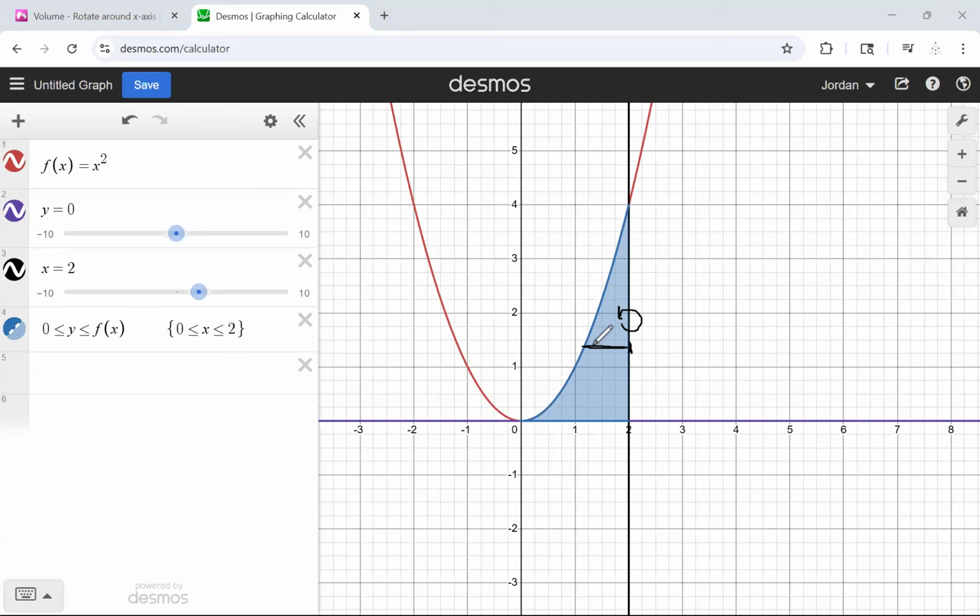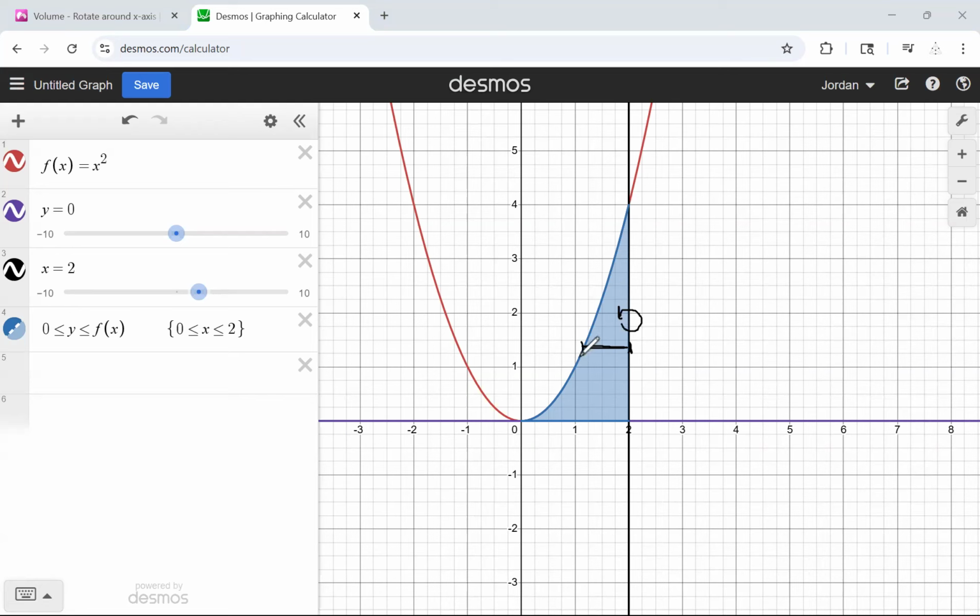Also, there's a couple of things to watch out for. One thing is that since we're integrating with respect to y, this region goes from a y of 0, the lowest y value is 0, up to a highest y value that is 4. So the y values range from 0 up to 4. So that's where I'm going to integrate to and from.